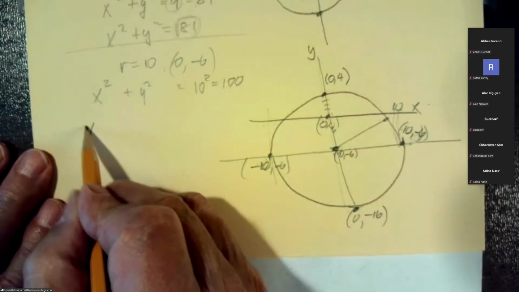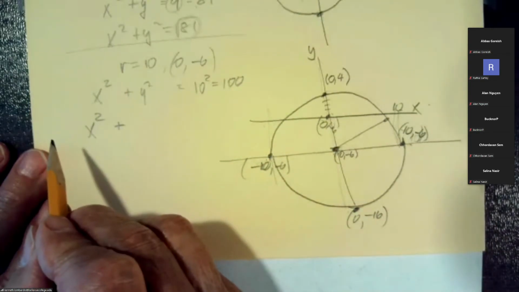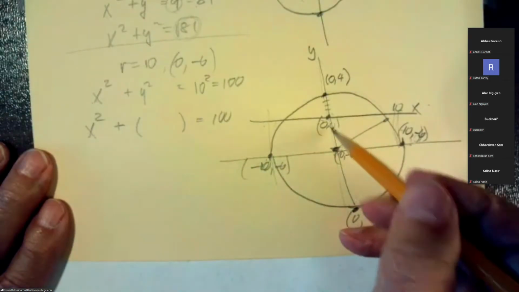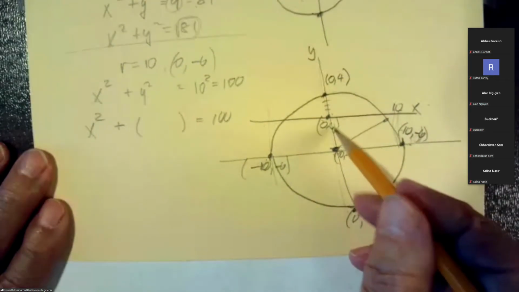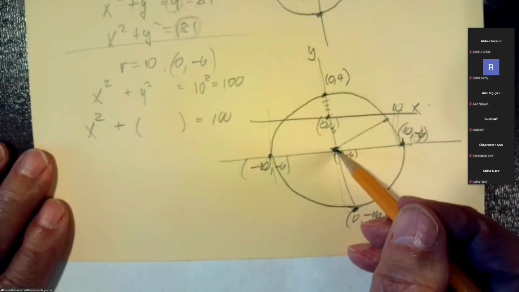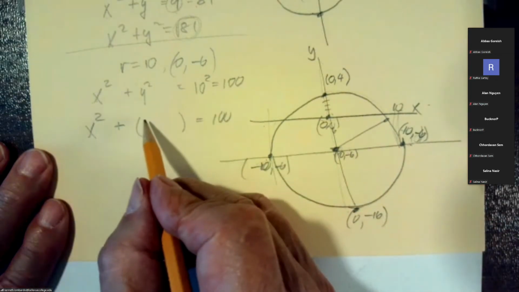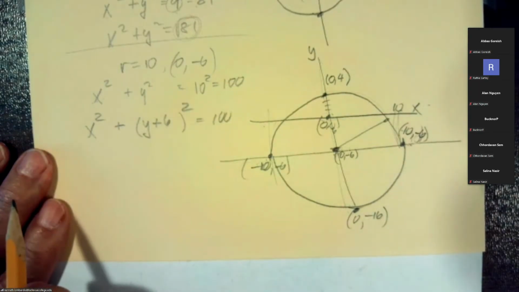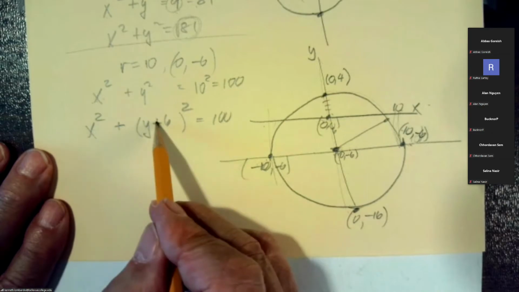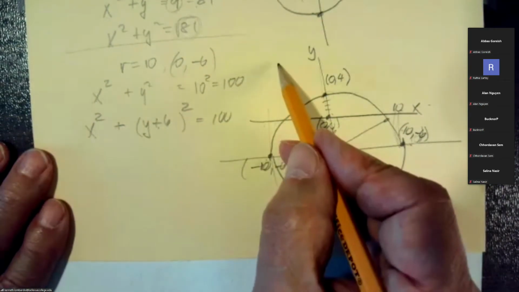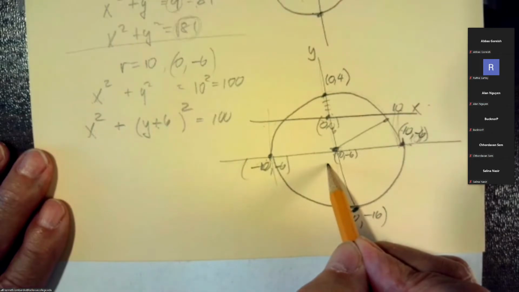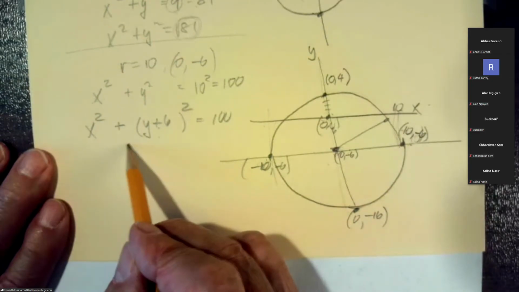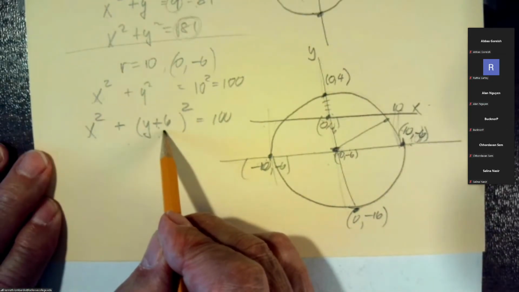So the equation is going to be x squared plus, now the y value, I'm shifting, and I'm shifting it by 6. And so when I set up my equation, I say, well, that's y plus 6 quantity squared. So if I have a negative value here, it would shift it up. A positive value shifts it down. So my equation then becomes x squared plus the quantity y plus 6 squared equals 100.